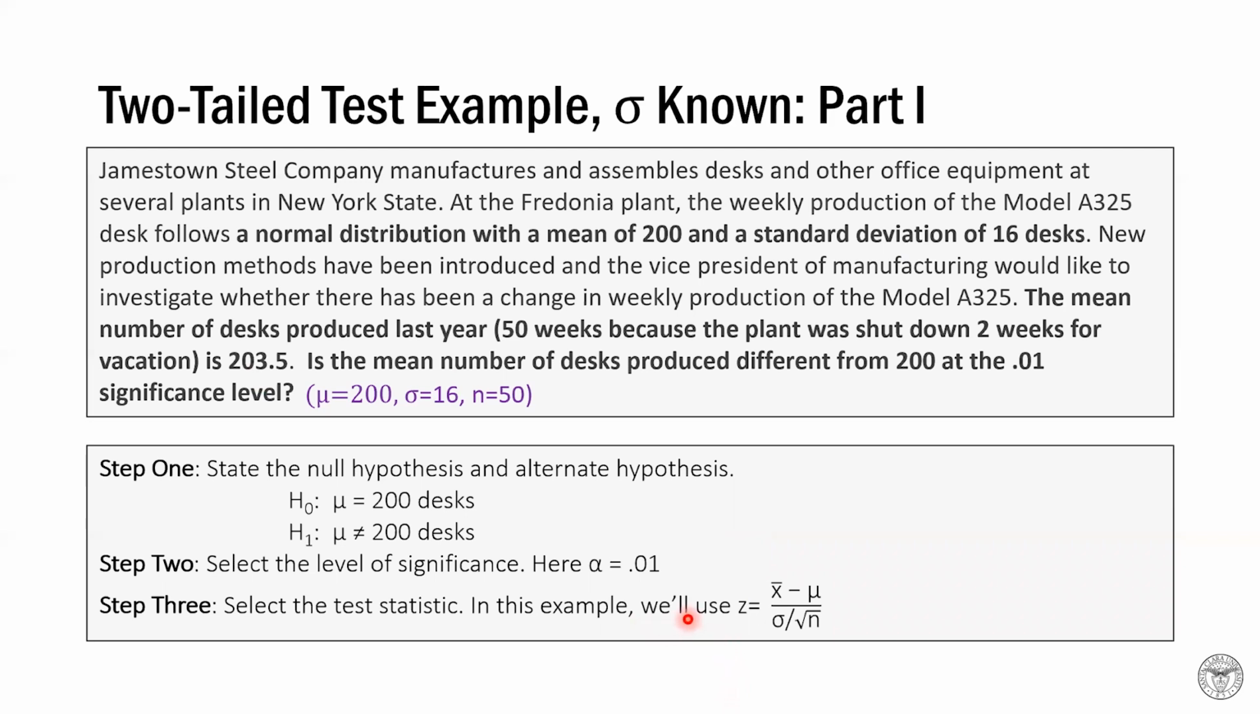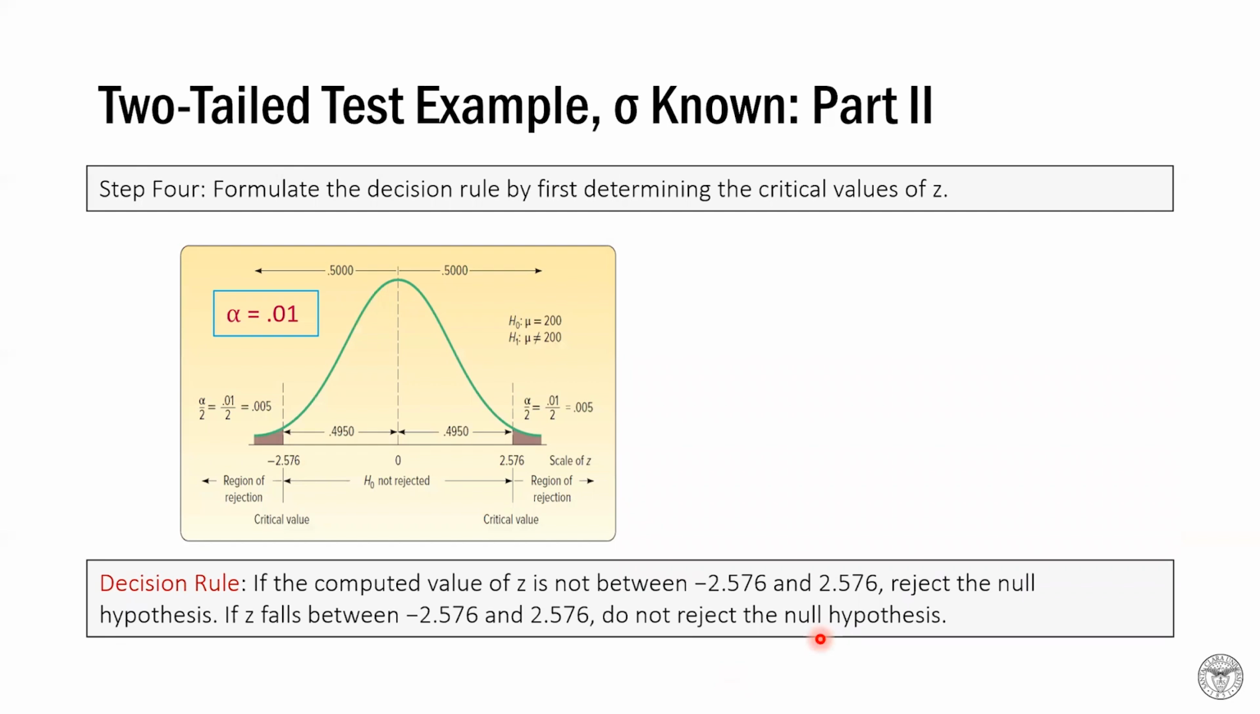In this example, we'll use z equal to x bar minus mu over sigma divided by square root of n. Since this is a two-tailed test, the level of significance 0.01 is divided by 2. So 0.01 divided by 2 equals 0.005. And 0.005 is placed in each tail and becomes the region of rejection.